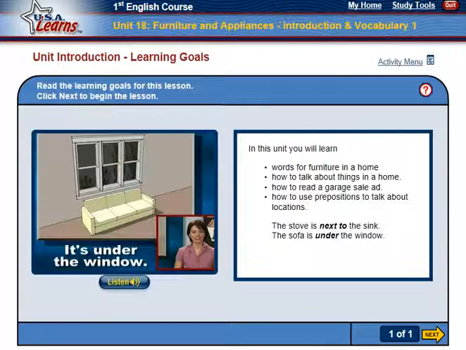In this unit, you will learn words for furniture in a home. You will learn how to talk about things in a home. You will learn how to read a garage sale ad. You will learn how to use prepositions to talk about locations. For example, the stove is next to the sink. The sofa is under the window.